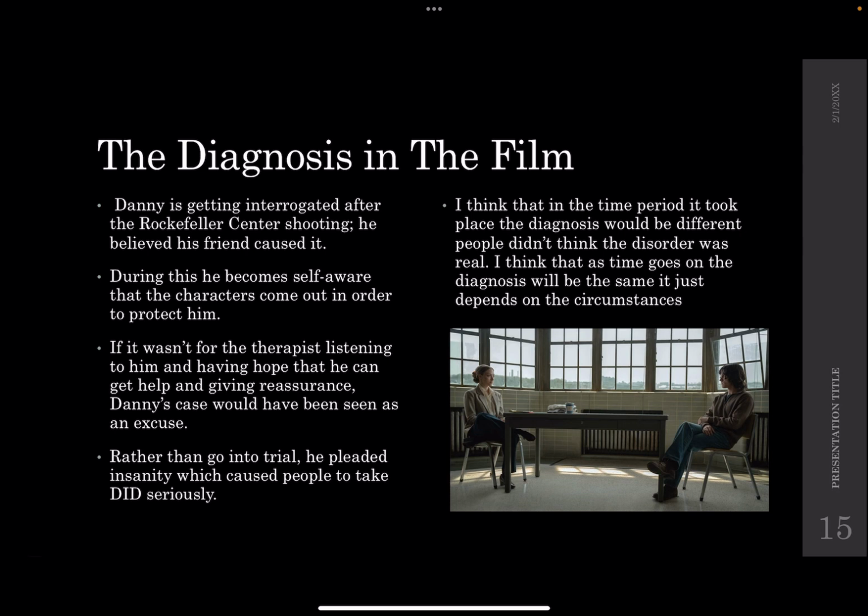The diagnosis: how he got diagnosed in this film was he was getting interrogated after a Rockefeller Center shooting, which allowed him to become more self-aware of the characters that are inside of him, and ended up causing him to finally get in control of those. I believe if it was in a different time, definitely the diagnosis would be so different because people at the time believed that the disorder was not real. So it all depends on what time, the situation, and the circumstances it has come to in order to get a true diagnosis.